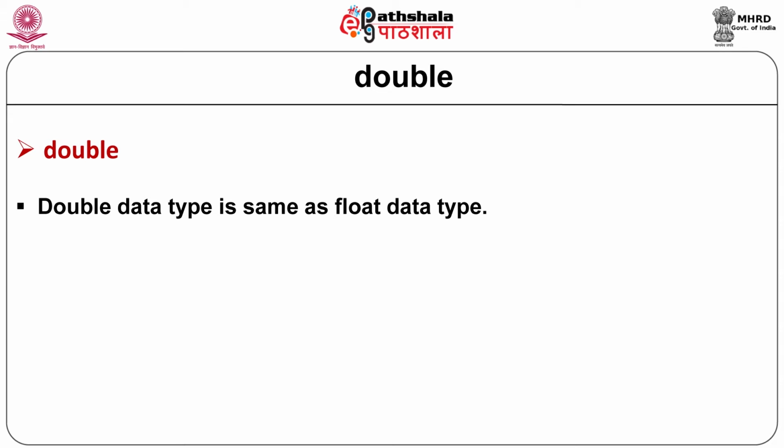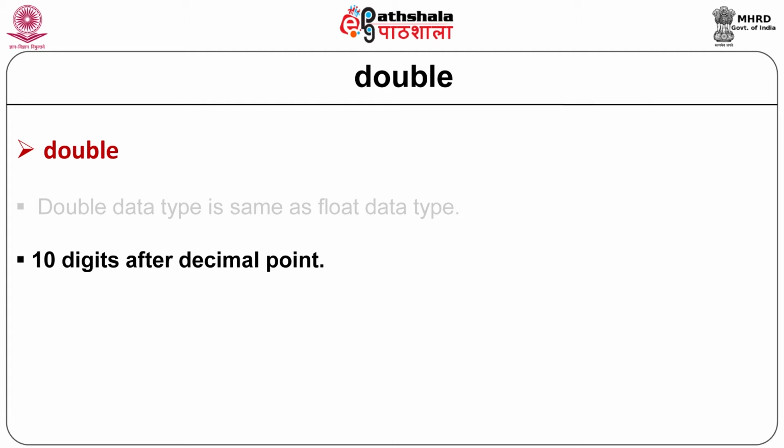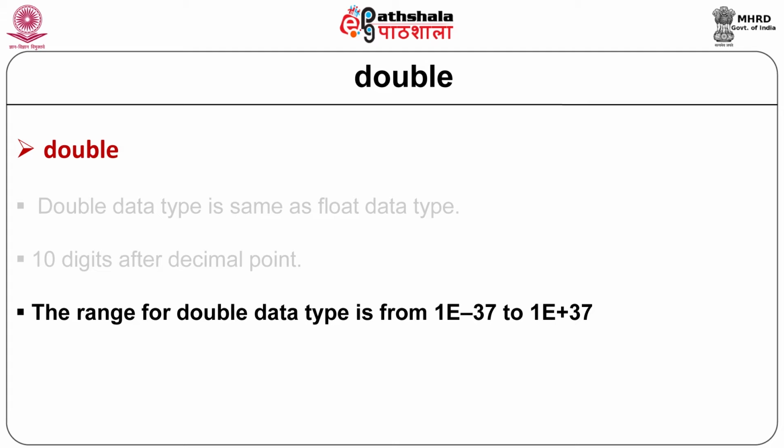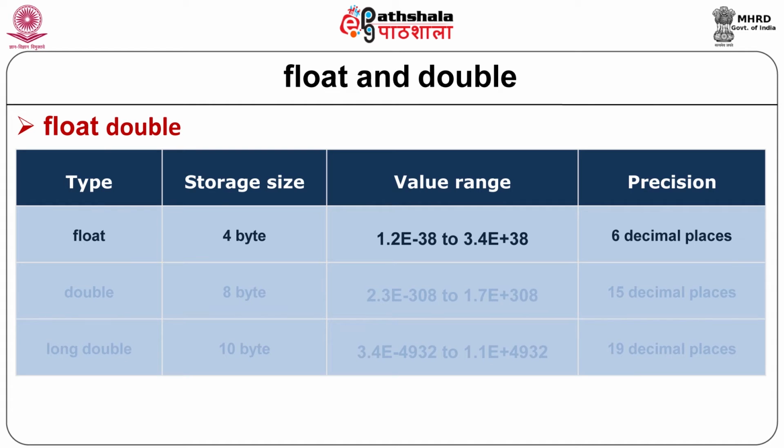Double data type is the same as float data type. Double data type allows up to 10 digits after the decimal. The range for the double data type is from 10 raised to minus 37 to 10 raised to plus 37. This is the tabular form which will describe the difference between float and double.